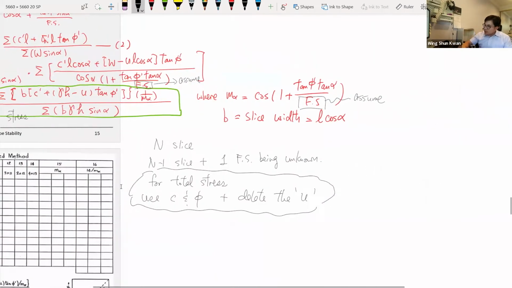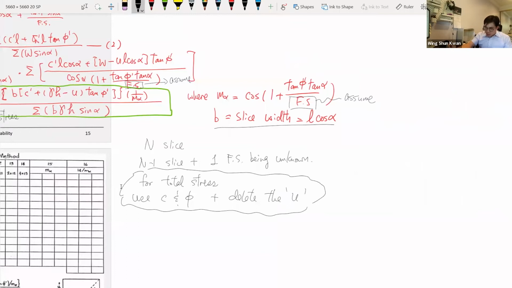So what I mean here by the slice width is, for example, the slice that you have. So this is the slice that you have. So this is the width of the slice. And you have the angle alpha here, and also the length at the base of the slice. So b is equal to delta L times cosine alpha. Before I move on, any questions on this Bishop method?